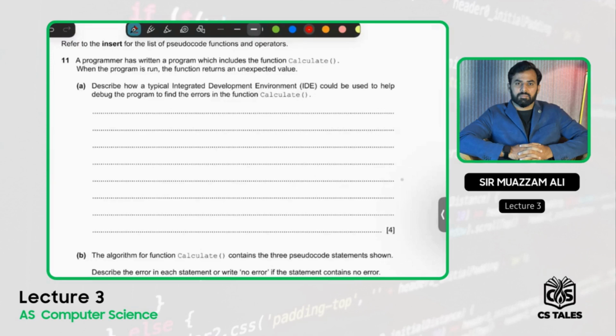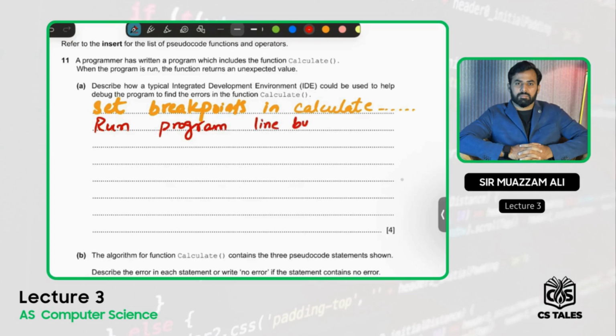So there is a program. Let's suppose I will write down in short. So set breakpoints in calculate. So the program pauses at a specific line. After that, you must run the program line by line. Line by line, single stepping, and exactly you can see how it is going on.